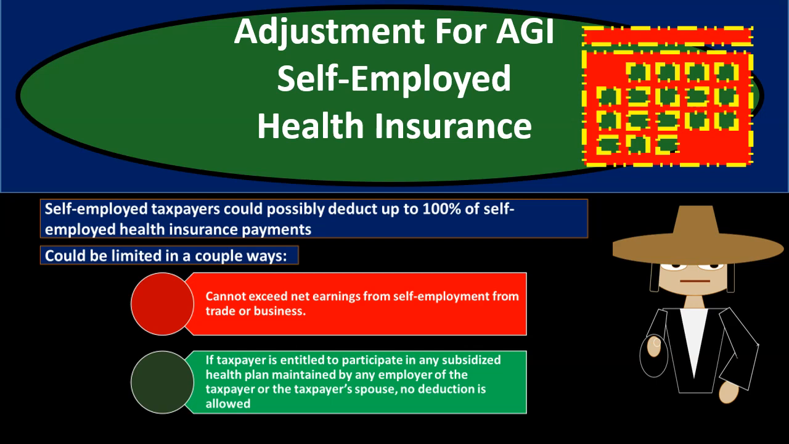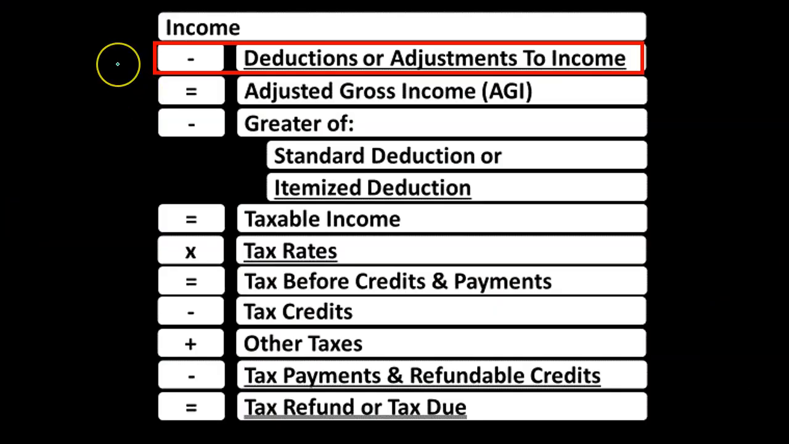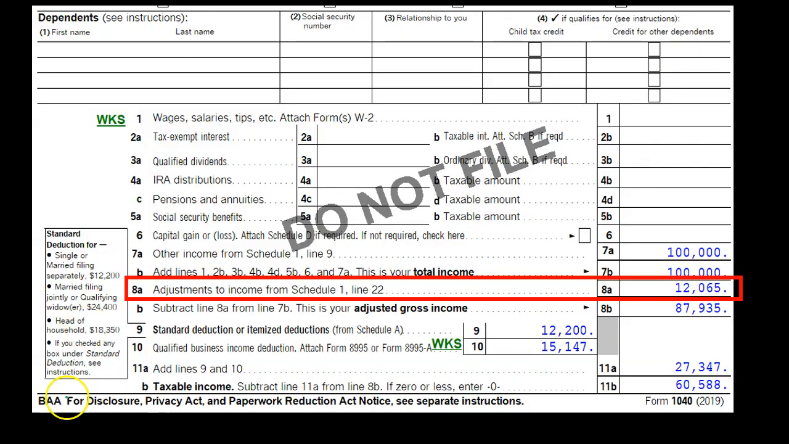In this presentation, we will take a look at an adjustment for AGI, adjusted gross income, related to self-employed health insurance. With regards to the income tax equation, we're going to be focusing in on the second line. We have income, and then we have the above the line or Schedule 1 adjustments to AGI deductions, as opposed to the standard deduction and itemized deductions.